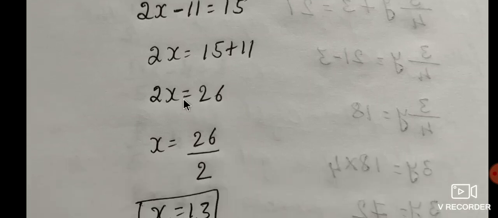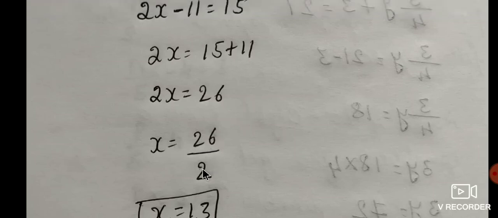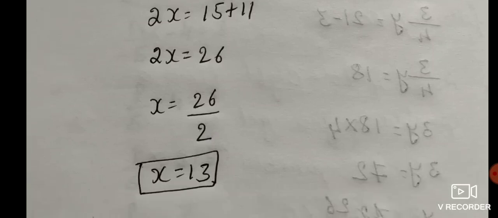Then to find the value of x, we should shift this 2. Here it is multiplication, so if we shift this 2, it goes to the denominator. That is x is equal to 26 by 2. 2 1s are 2, that will be cancelled. Next 3, 2 3s are 6. The answer is x is equal to 13.